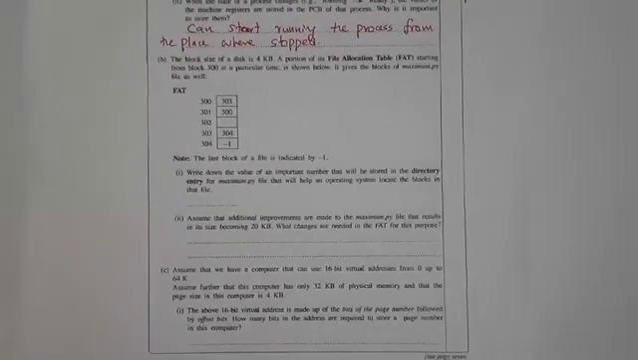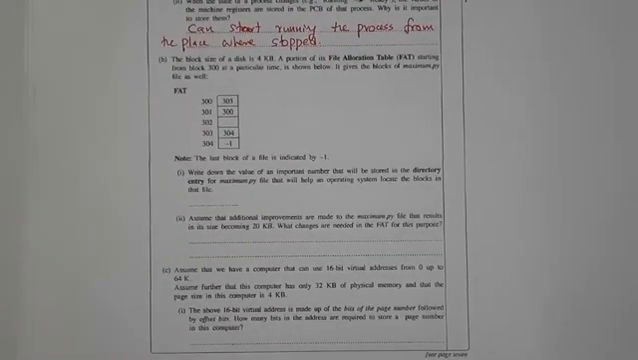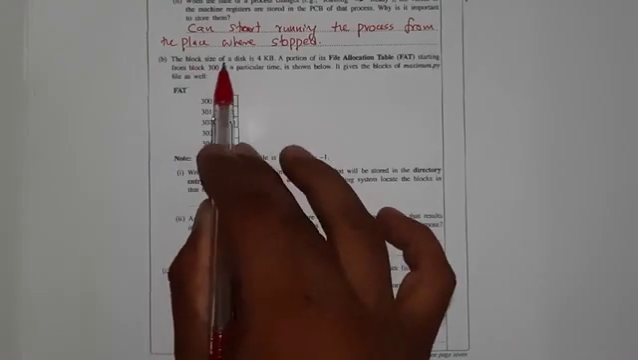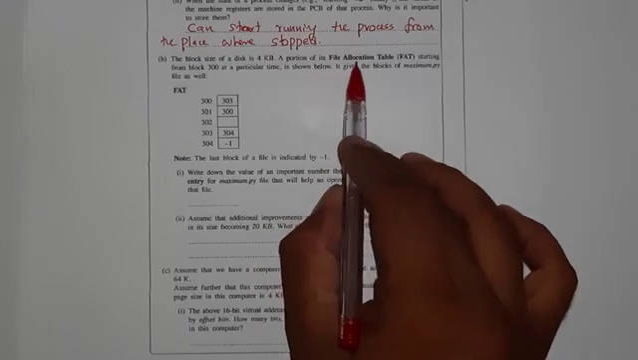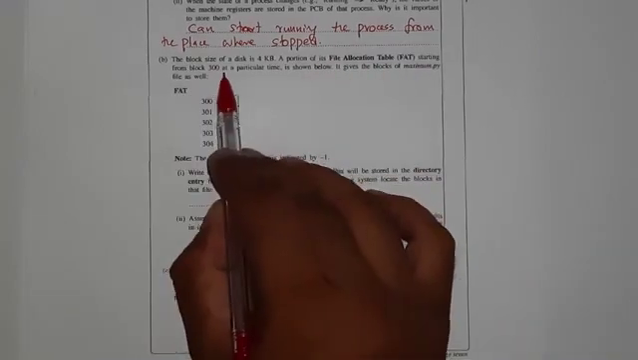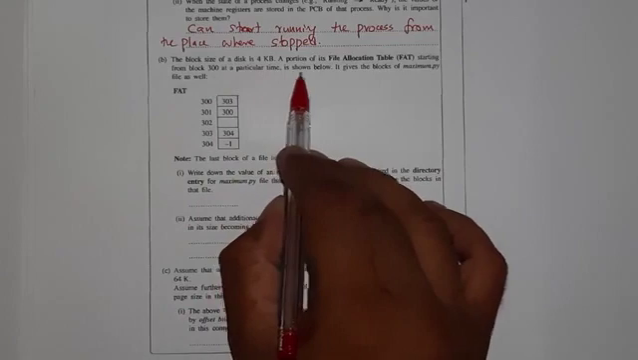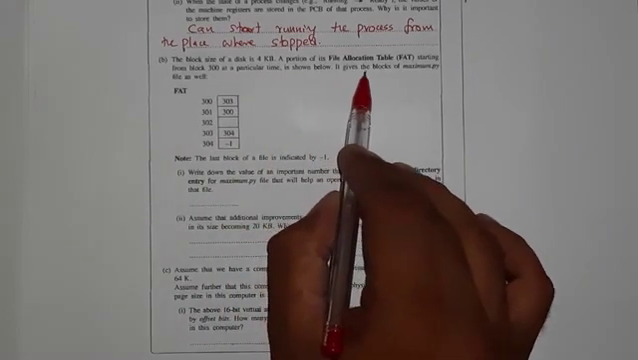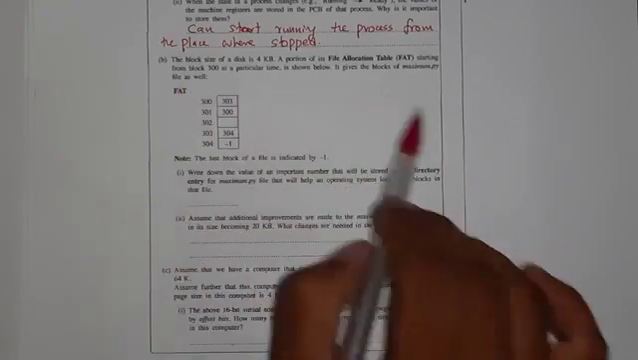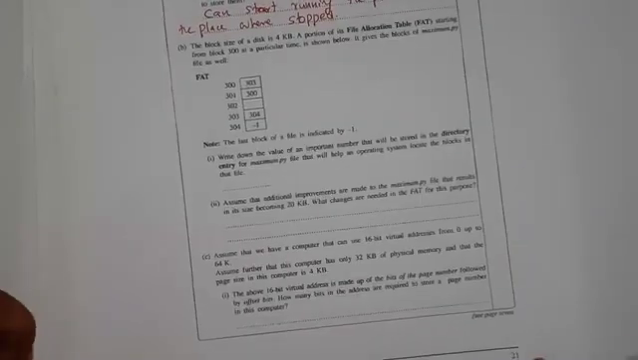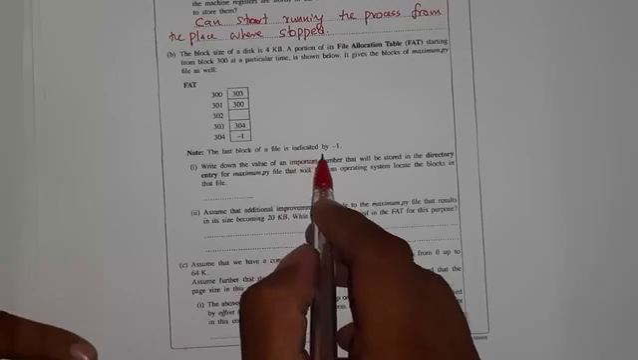Then the question is based on the file allocation table. The block size of a disk is 4 kilobytes. A portion of its file allocation table starting from block 300 at a particular time is shown below. It gives the blocks of the maximum.py file as well. The last block of the file is indicated by -1.